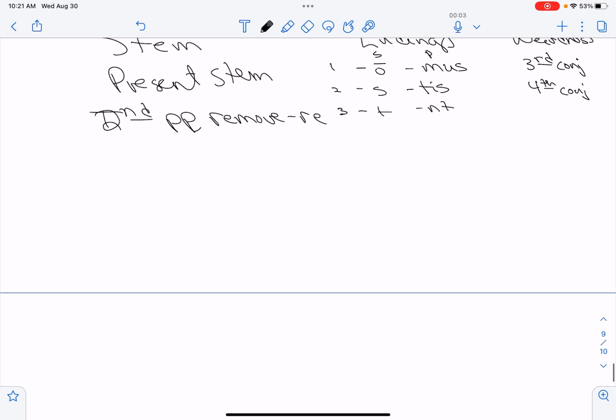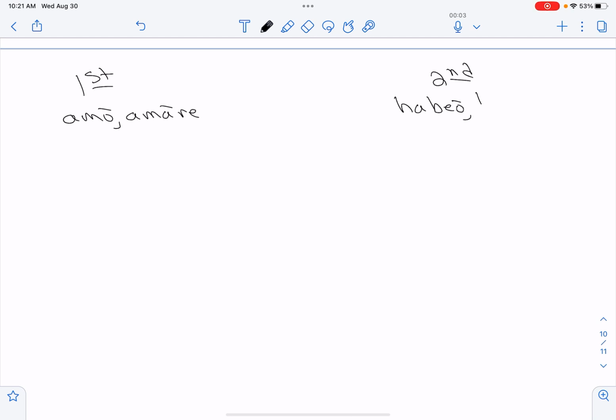So let's start with first and second conjugation. So just to show you kind of how the main pattern goes. So let's just stick with amo, amare, and habeo, habere. And we're going to do 1, 2, 3, singular and plural, and 1, 2, 3, singular and plural.